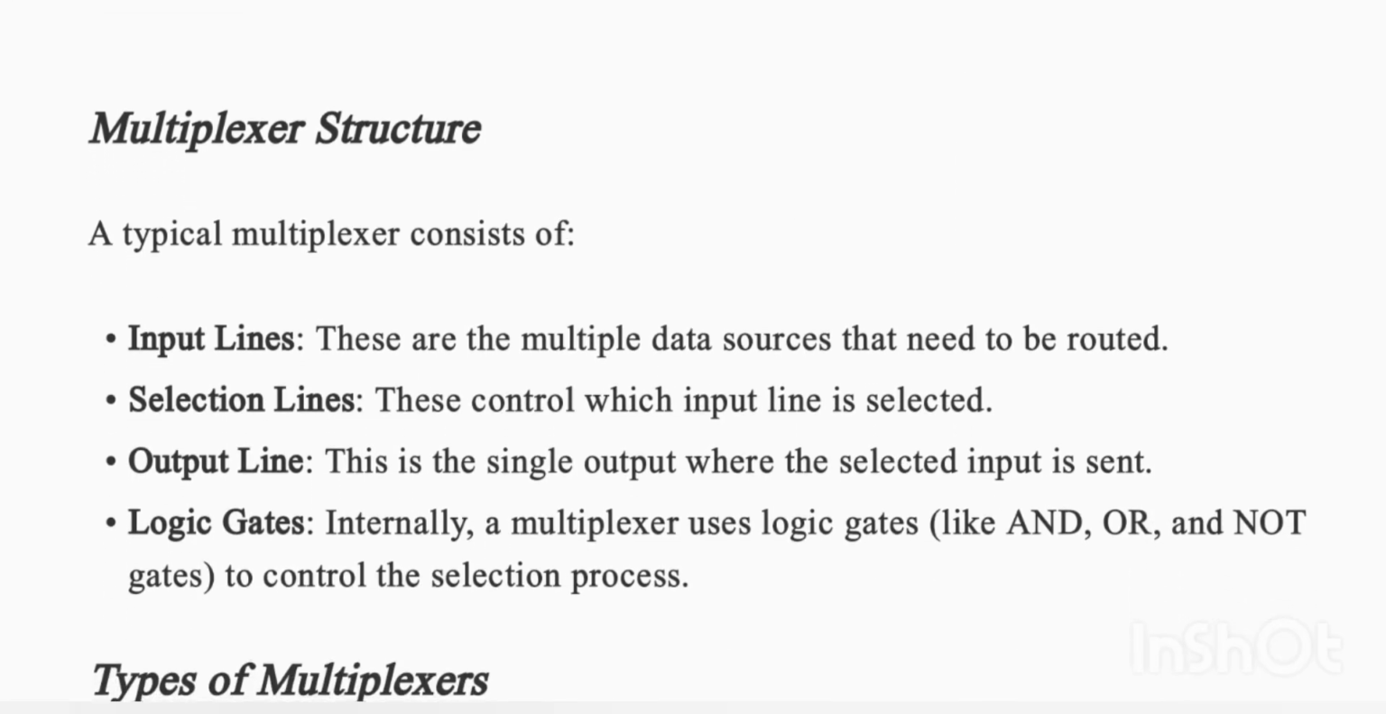Multiplexer structure. A typical multiplexer consists of input lines. These are the multiple data sources that need to be routed. Selection lines. These control which input line is selected. Output line. This is the single output where the selected input is sent. Logic gates. Internally, a multiplexer uses logic gates like AND, OR, and NOT gates to control the selection process.